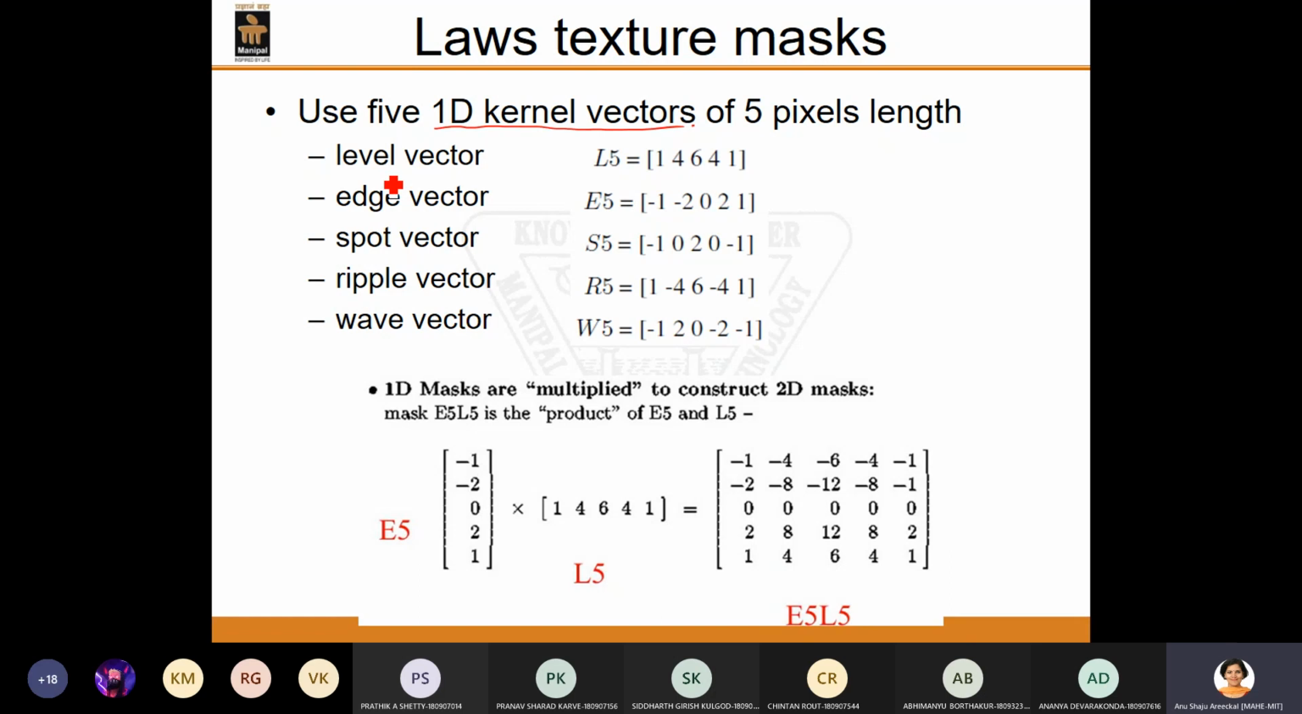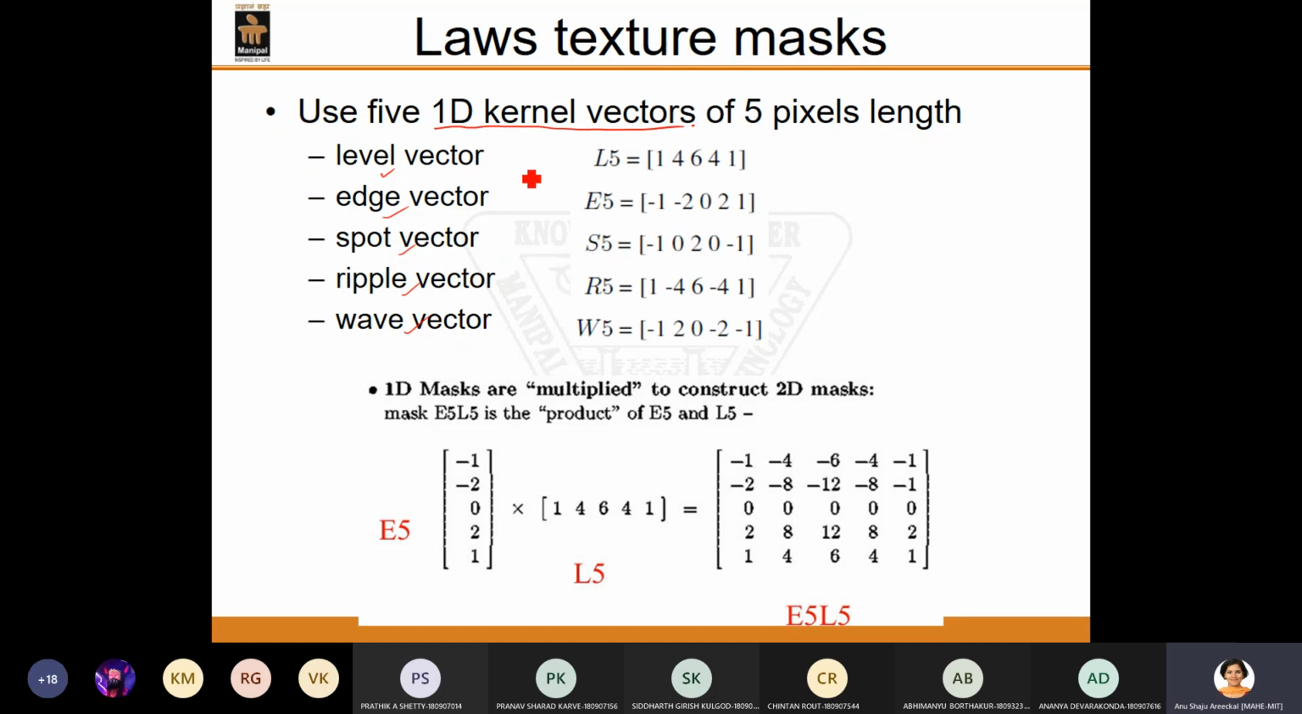Some of the five kernels which are defined are the level vector, edge vector, spot vector, ripple vector, and wave vector, and the corresponding vectors are also shown over here. If you remember when we were discussing the edge detection operators, we saw that they're also spatial filters. We had discussed different kernel masks where weighted values are given, and then we do a convolution there.